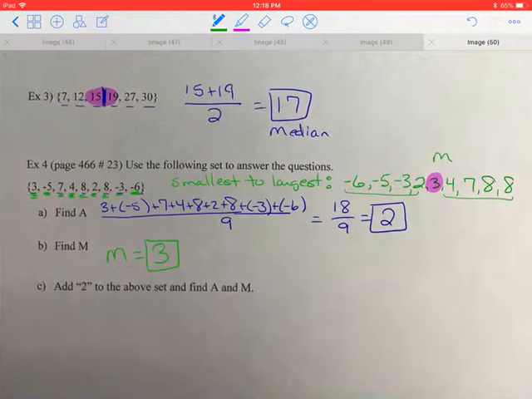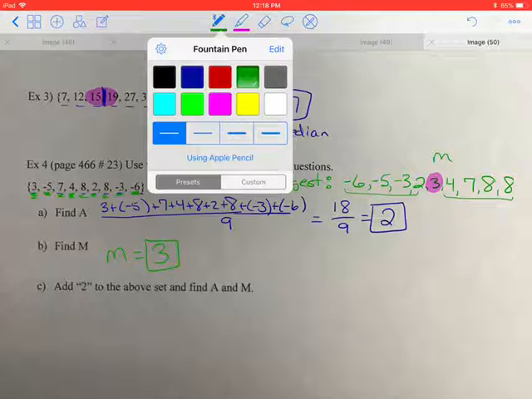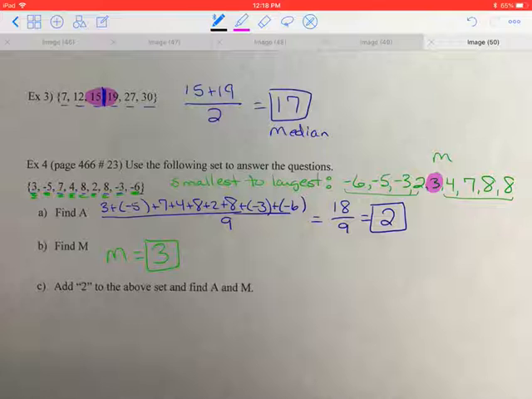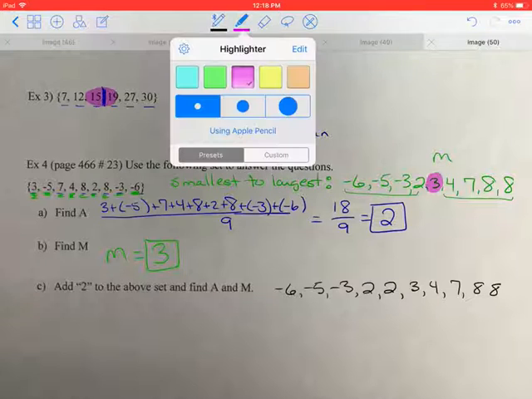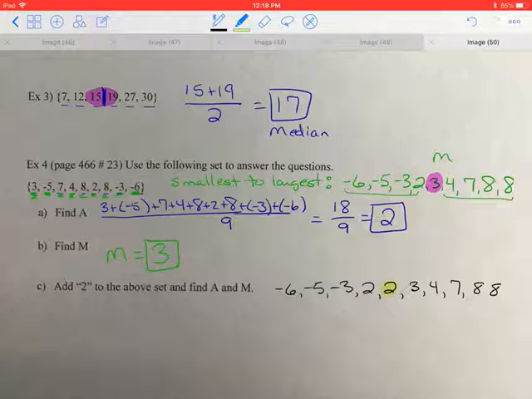All right, so for C, I'm supposed to add 2 to the above set and find the average and the median again. So I'm going to rewrite this. Let me find a different color. So I'm going to take the data set that's already in order, and all I'm going to do is put an extra 2. So we had -6, -5, -3, and 2. I'm going to put in an additional 2, and then 3, 4, 7, 8, and 8. So you can see right here, that's where I added that extra number.